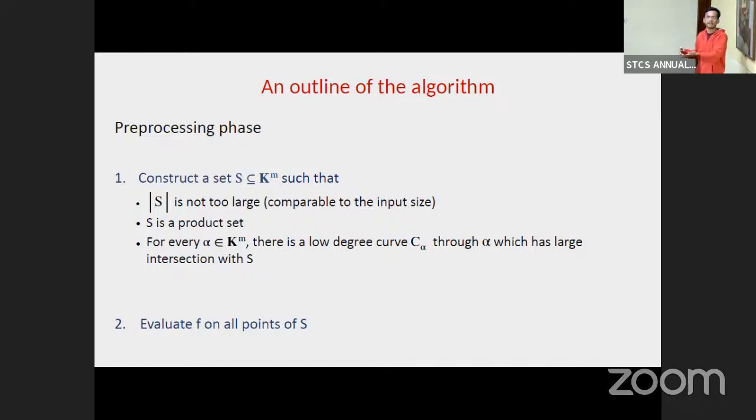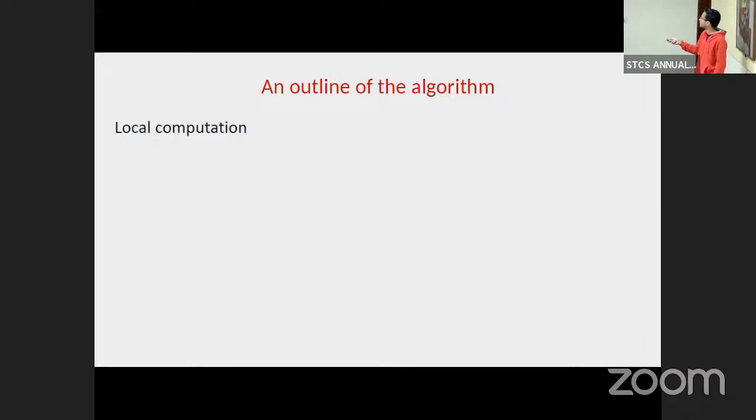There are a lot of things here that are unanswered. Does such a set S exist? That's not clear. But for this algorithm, it's not enough for the set S to exist. We'll have to construct it in linear time. We will have to construct these curves, theta alphas, in linear time and so on. All right, so this is the pre-processing phase. Notice that we haven't used the alpha i's anywhere.